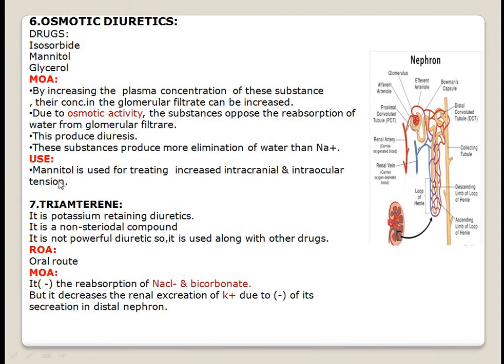So here the mannitol use is to treat increased intracranial and intraocular tension. Here there will be the fluid called meninges in the cranium. So it will treat there.